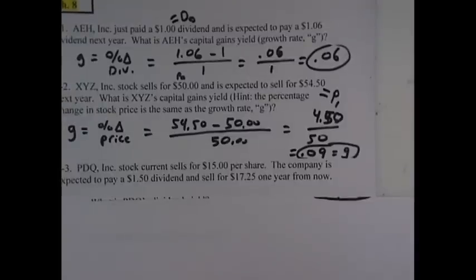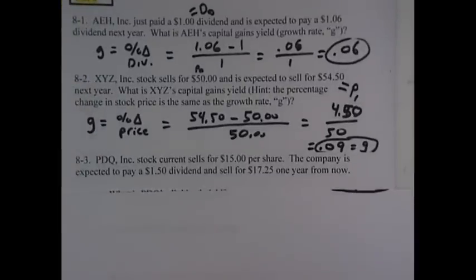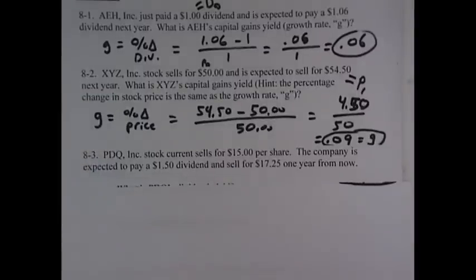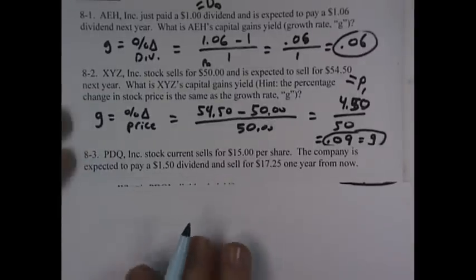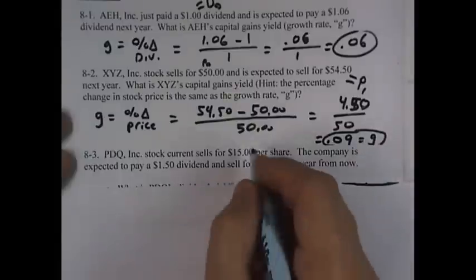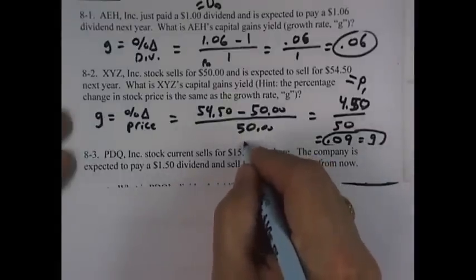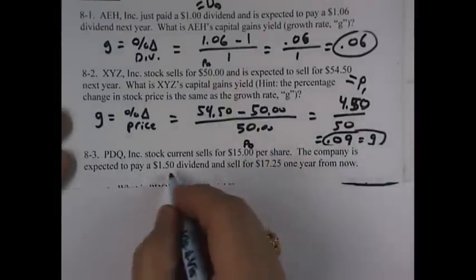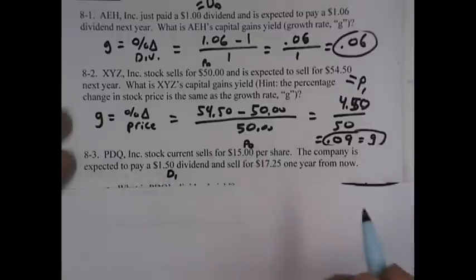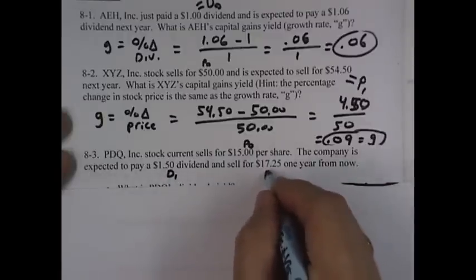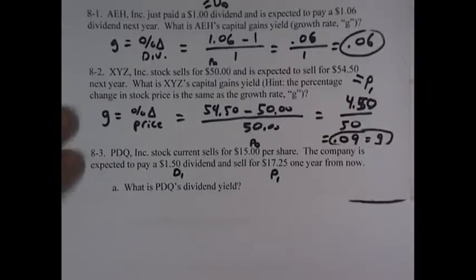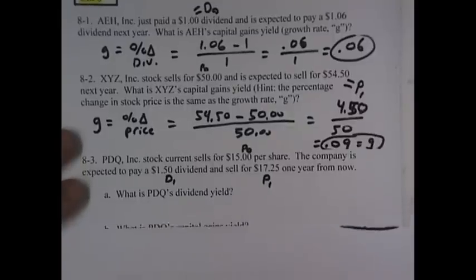8.3 says PDQ Incorporated stock currently sells for $15 per share. The company is expected to pay a $1.50 dividend. So let me see, label this the current price, P0. It is expected to pay a $1.50 dividend, that will be D1, and sell for $17.25 1 year from now, that is P1. What is PDQ's dividend yield?